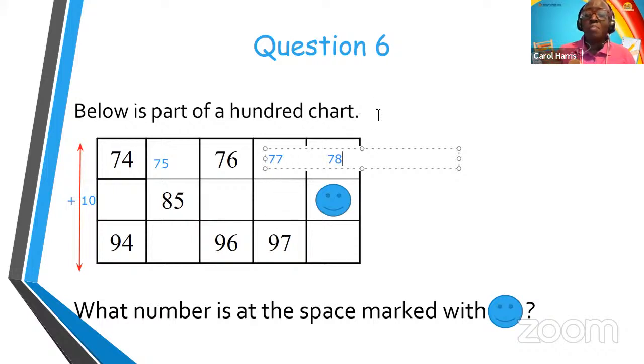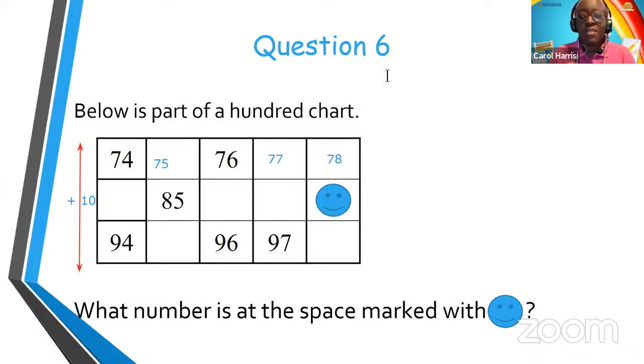Could someone tell me another way I could have gotten my 88? Could I take it from my 90s row? Who would like to tell me how I could get it from my 90s row? Rhea, you ready to tell me? All right. Go ahead, Shrouter. I'm not hearing from Shrouter. Let's look at it together then.